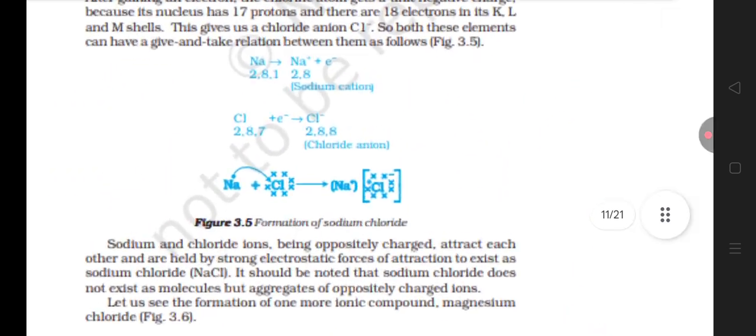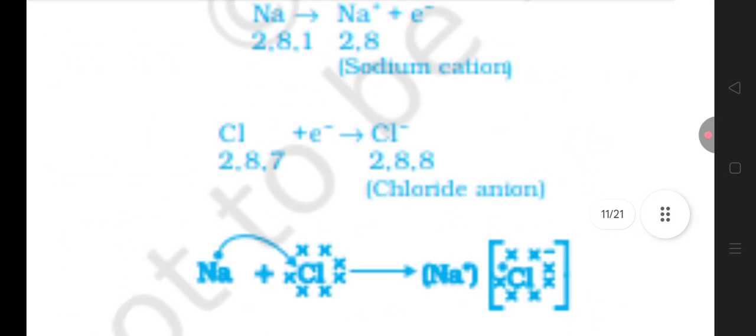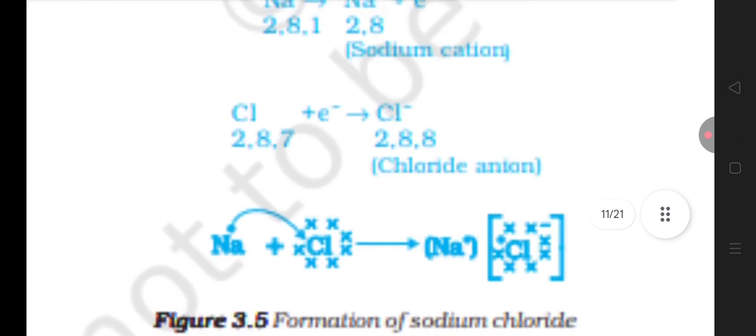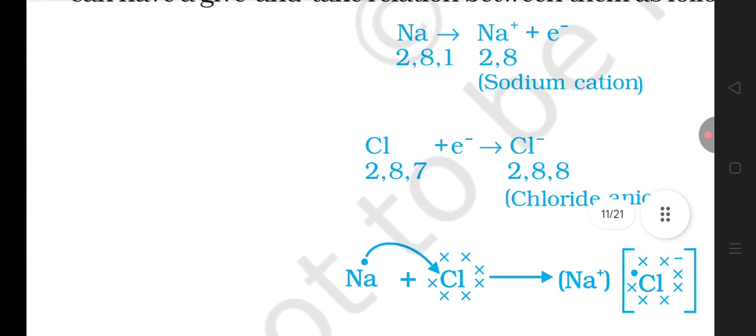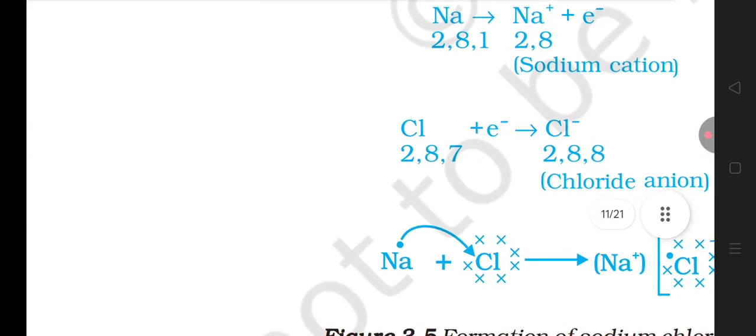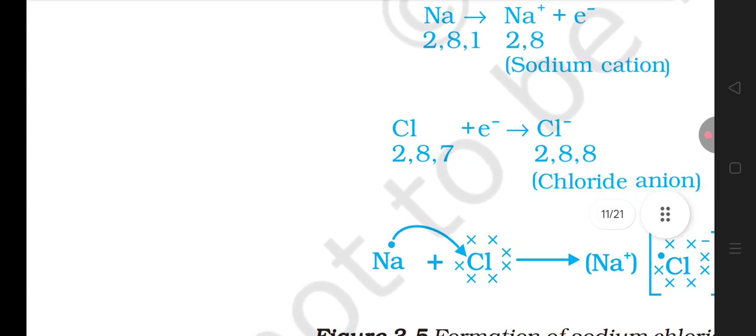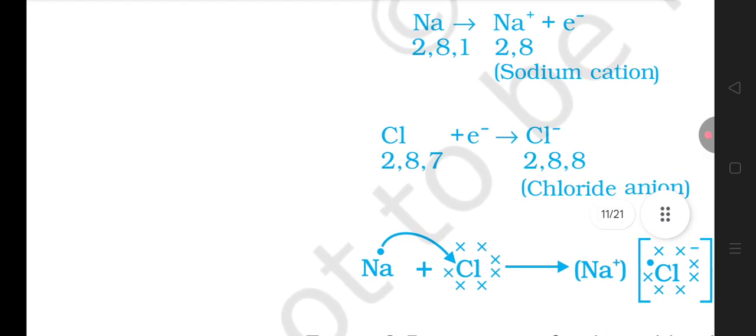I am using this NCERT diagram only, because otherwise I have to write again and again. Okay, see this.